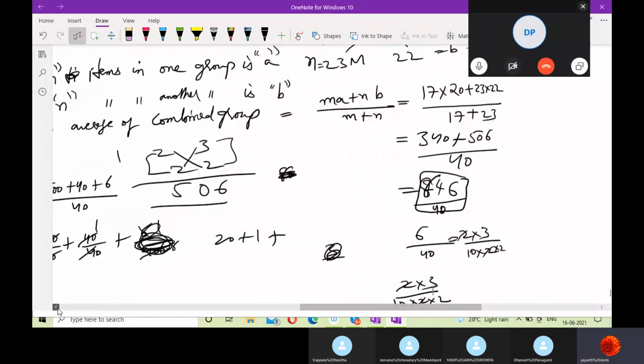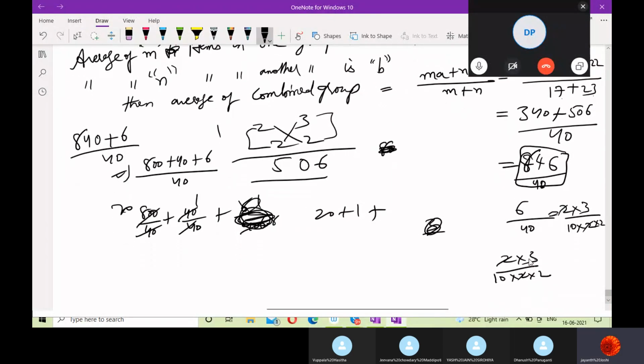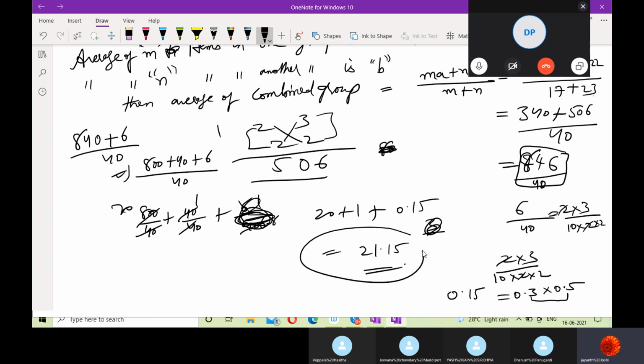See how I'm trying to convert things very easily. All of you pay your attention. 3 by 10 is 0.3 and 1 by 2 is 0.5, correct? 0.3 into 0.5 is 0.15, correct? So I'm writing 0.15. So can I say 21.15? Yes, this is the answer. All of you make a note of this.